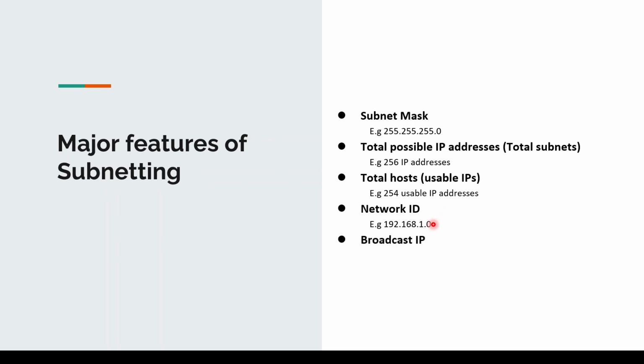Now we move on to the broadcast IP. The broadcast IP is the address that is used to communicate to the entire network. So data that is sent to the broadcast IP is simultaneously received by all the IP addresses on the particular network. For example, we have 192.168.1.255, as in this example.